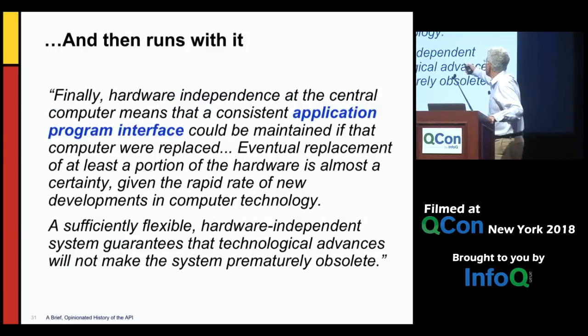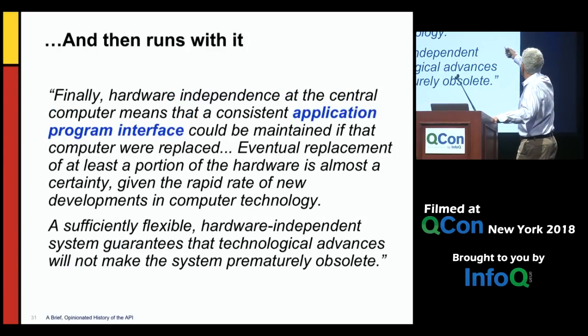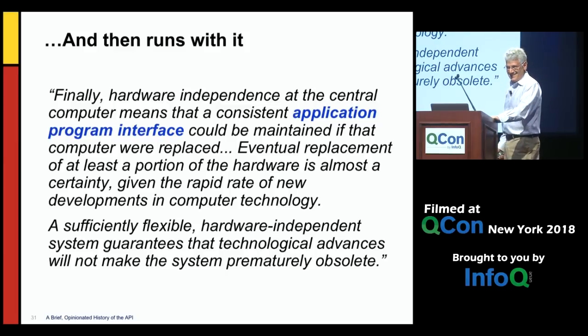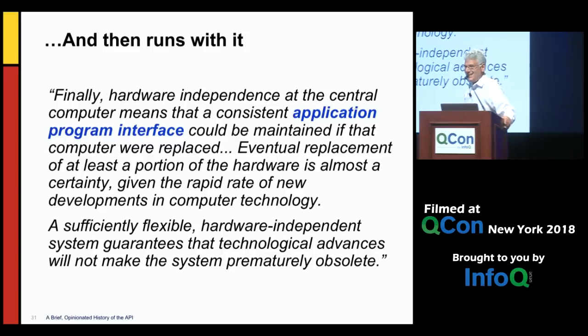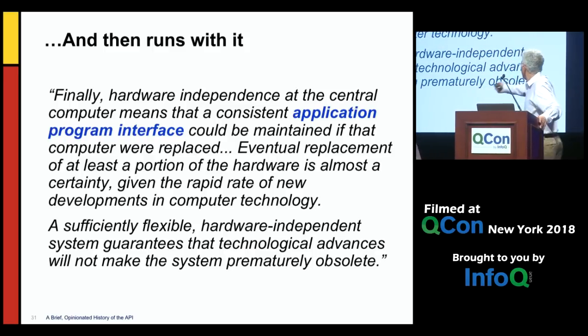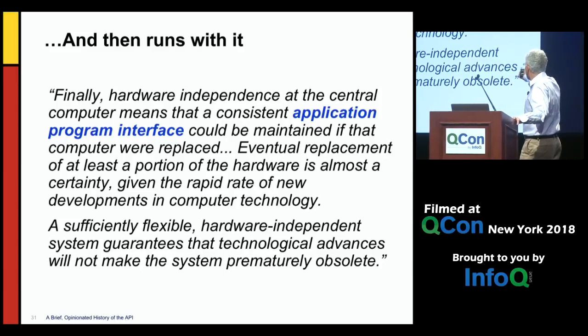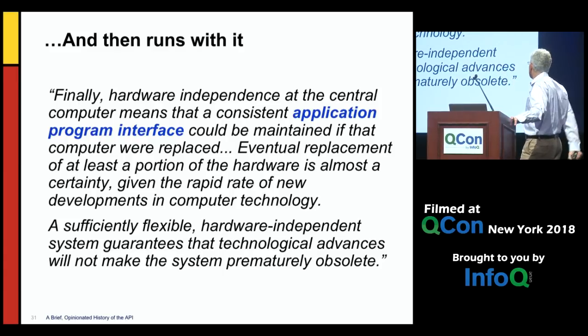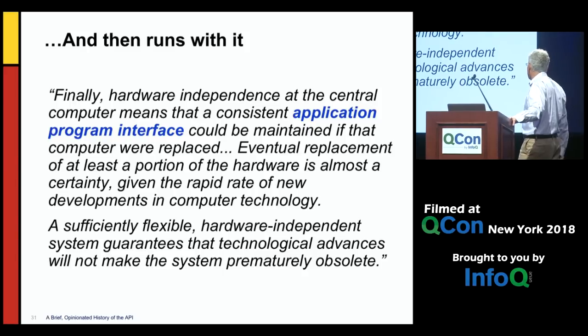A little further in the paper, it says, finally, hardware independence at the central computer means that a consistent application program interface could be maintained if the program were replaced. Eventual replacement of at least a portion of the hardware is almost a certainty given the rapid rate of new developments in computer technology. This was in 1968, by the way. They had no idea what was ahead of them, but they were absolutely right. Then they say a sufficiently flexible hardware-independent system guarantees that technological advances will not make the system prematurely obsolete.